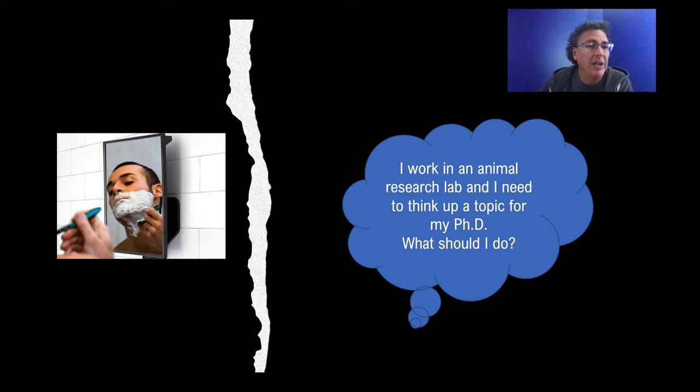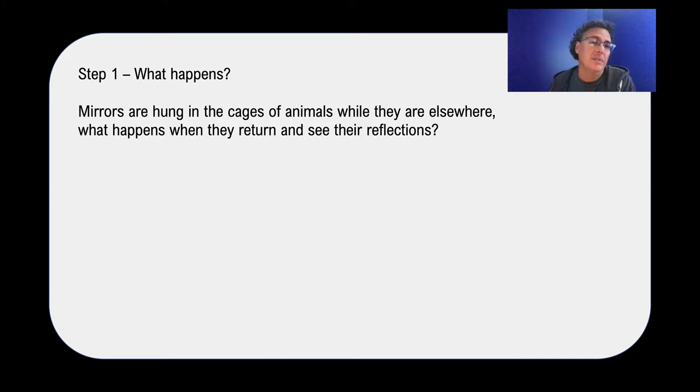So he did this in two steps. Here's step one. He just wanted to address that question: what happens? So he waited till an animal was being taken out of its cage for some reason, as they are on a regular basis for cleaning the cages, and then he hung up mirrors where the animal could see. And he reintroduced the animal to their cage, which means the animal saw their reflection in the mirror for the first time.